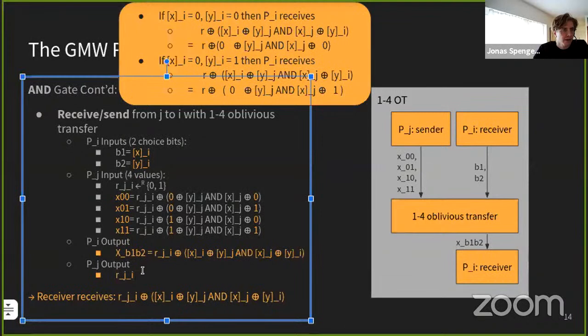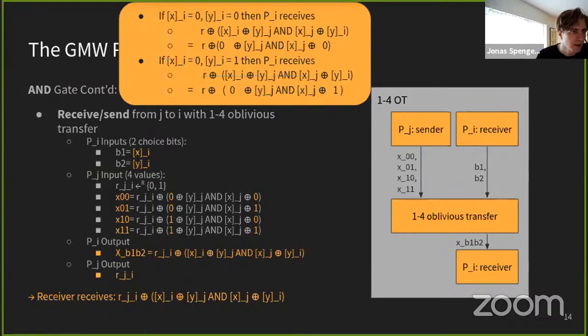And for the sender, it's the same. The sender does not learn anything from the protocol. The only thing the sender gets out from our routine here is the bit mask. So the sender later on can use the bit mask to offset for his own shares.